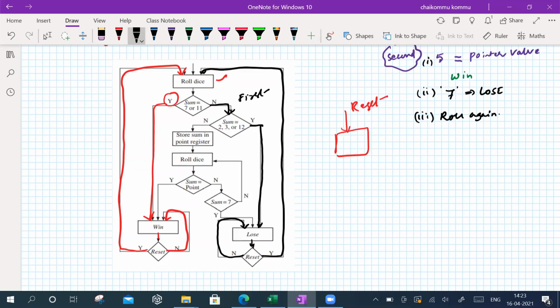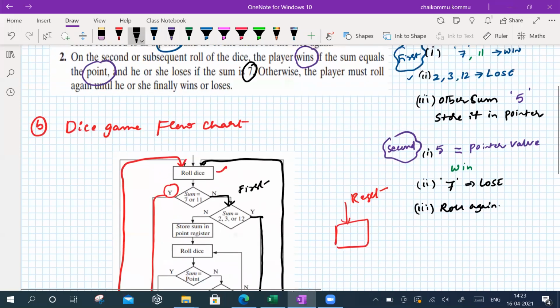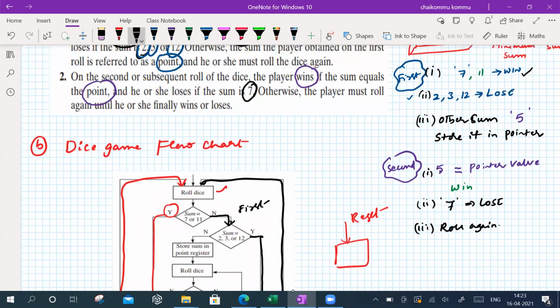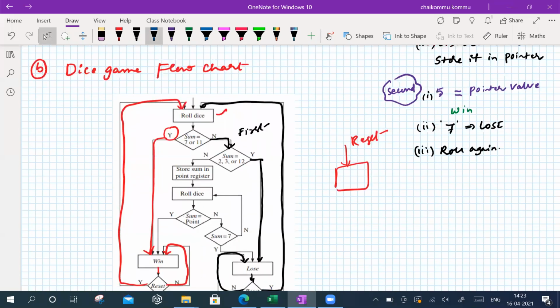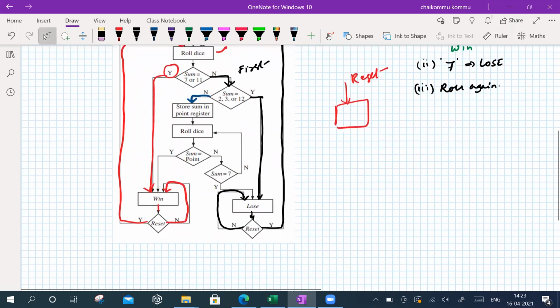First point, the first two are completed. Here I have defined the first two points: the first roll is 7 or 11, or 2 or 3. Next one is some point related information that we have to do. If it is not true, for example, 2, 3 or 12 is not there, then we have to store the information in a point register, and we have to start rolling the game again. This is called the second time we are rolling the die.